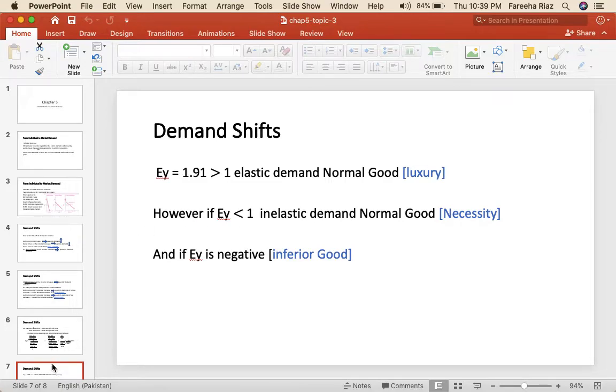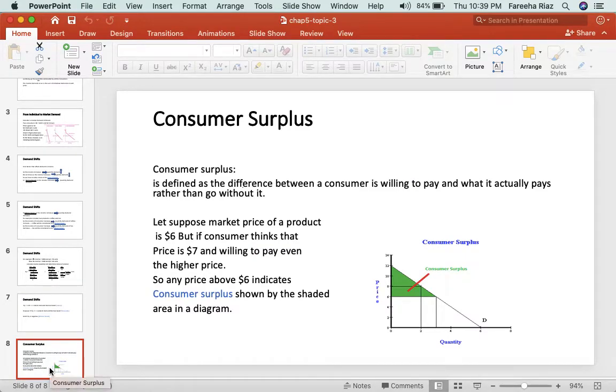Next topic afterwards is consumer surplus. Consumer surplus is the difference between what a consumer is willing to pay and what it actually pays rather than go without it.